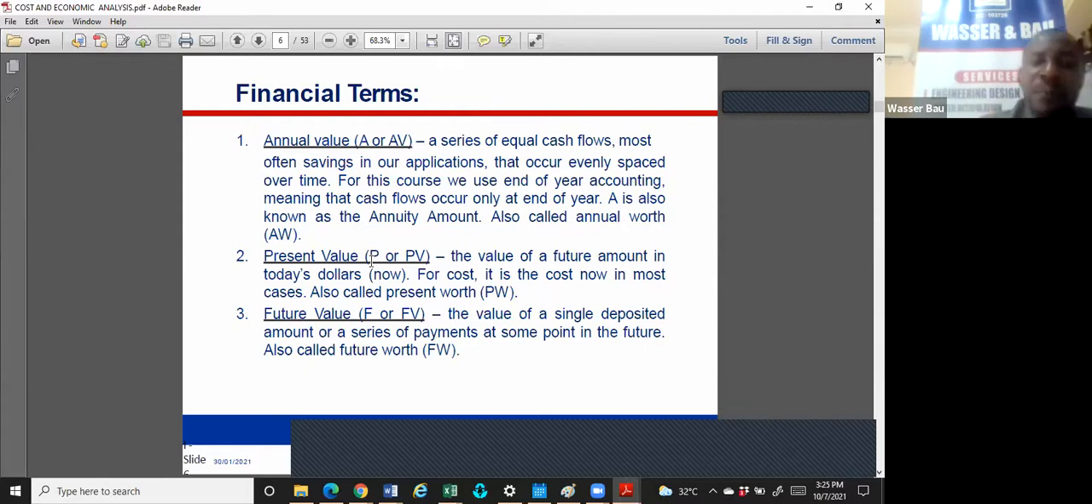The next term is the future value. The future value is represented as F or FV, and it is the value of a single deposited amount or series of payments at some point in the future. So when we say future value, we are talking about the future of your investment, the future of your project, sometime in the future.